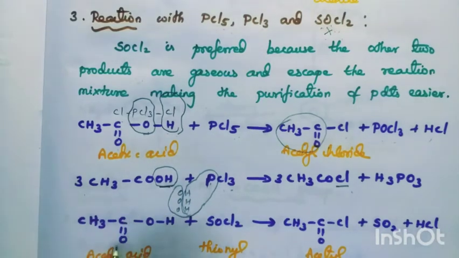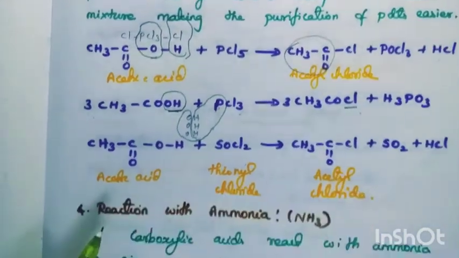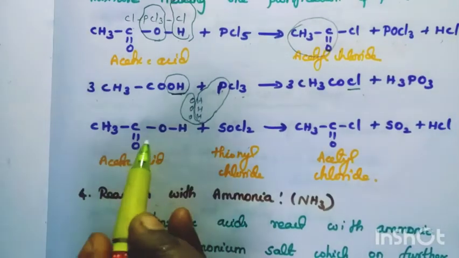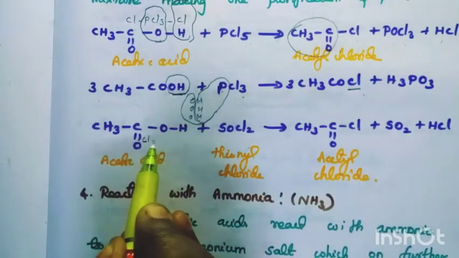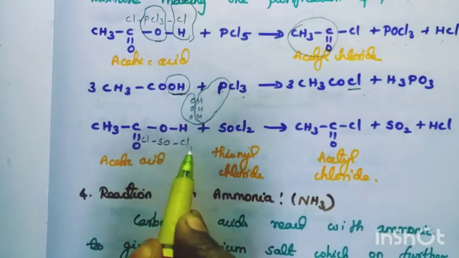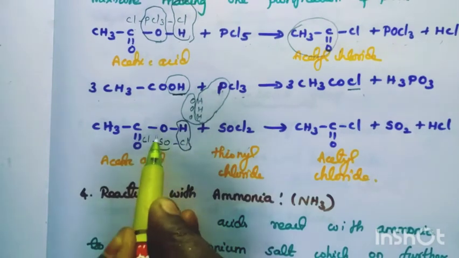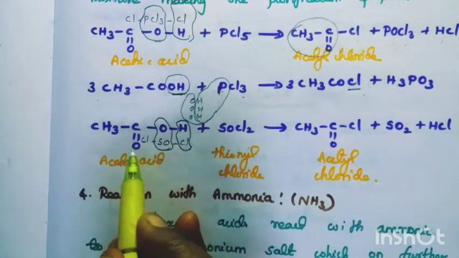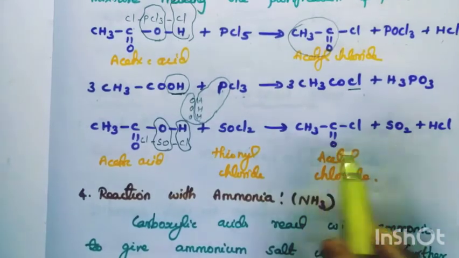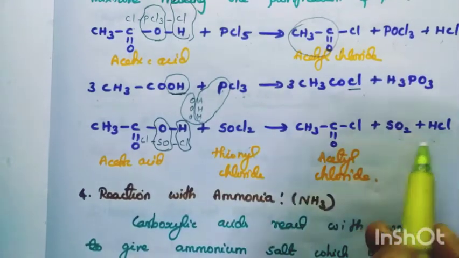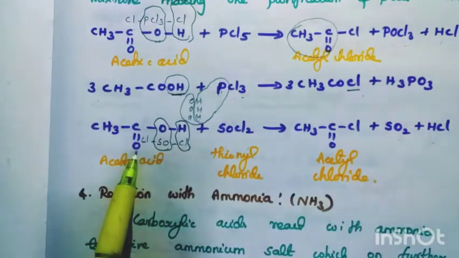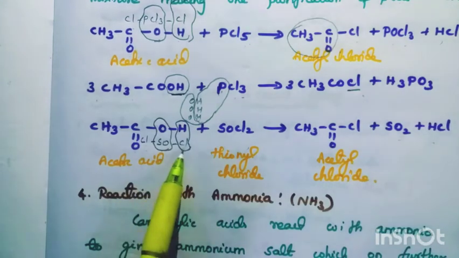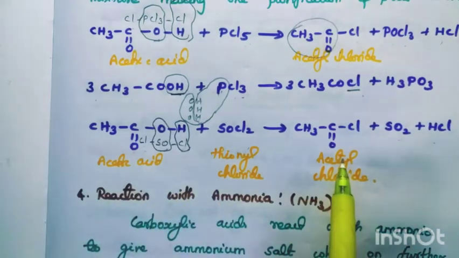And the next is thionyl chloride. How does thionyl chloride react with acid? Same process as with PCl5. HCl goes out, SO2 goes out, and we get CH3COCl. So acetyl chloride with SO2 and HCl. We write thionyl chloride as Cl-SO-Cl, and we get acetyl chloride.